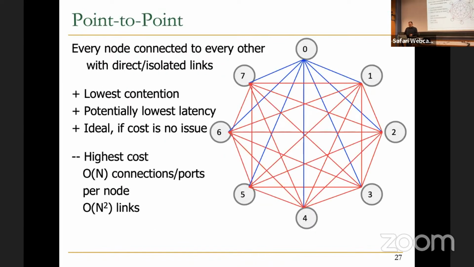Okay. But you can see that it has the highest cost because you have order n connections or ports per node, and overall we have order n squared links essentially. So it's very high cost, and it's not scalable, of course.